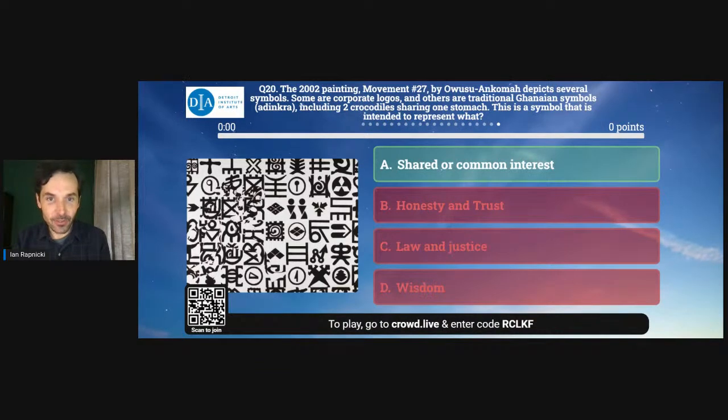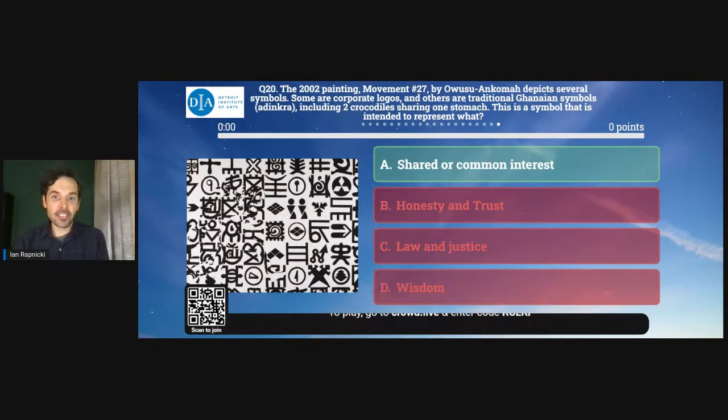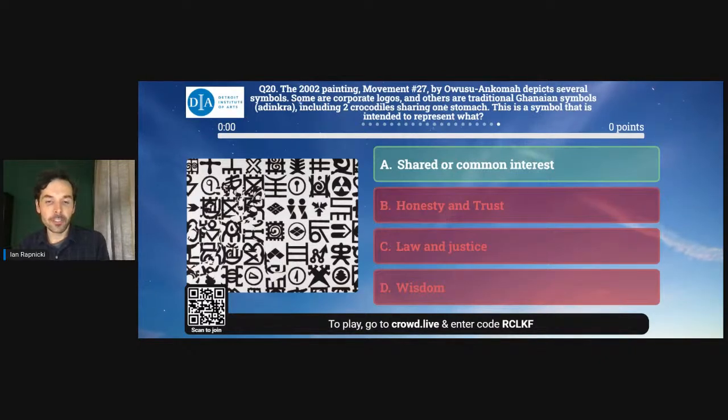All right, yes, we've reached the end. So the artist, Ousu Ankoma, is a Ghanaian-born artist, born in 1956. The painting you're seeing is a contemporary painting from 2002, consisting of acrylic and pencil on canvas. His other works address themes of identity and the body using the trademark motif of Adinkra symbols.